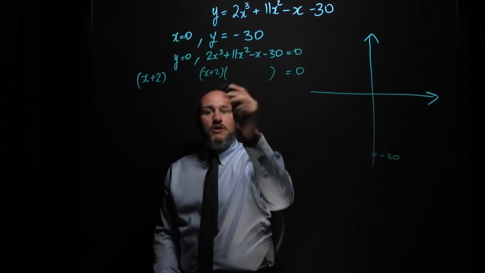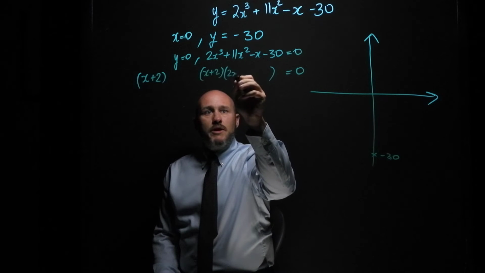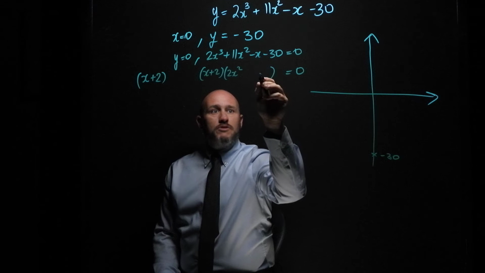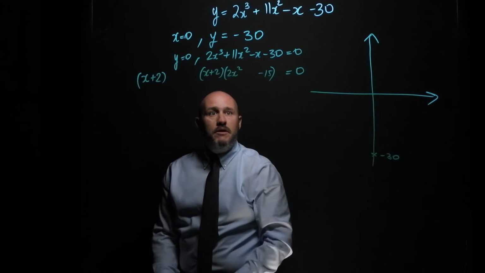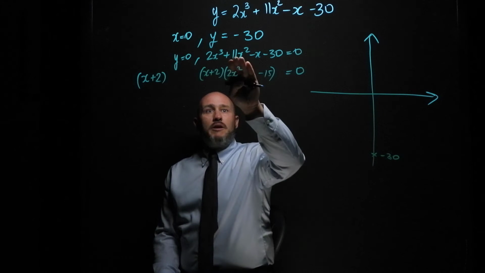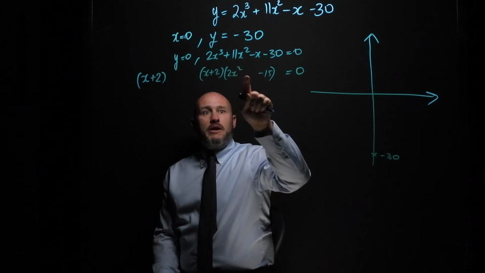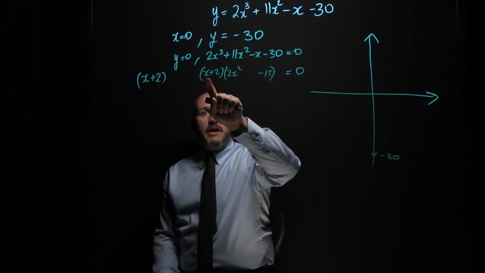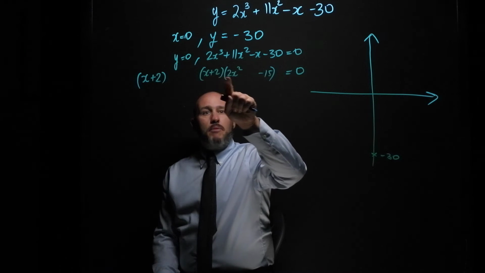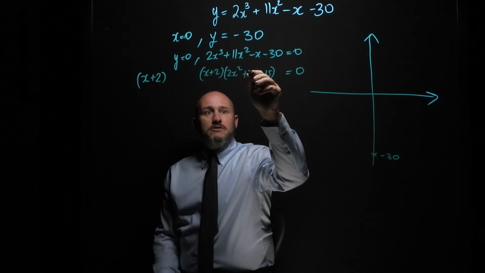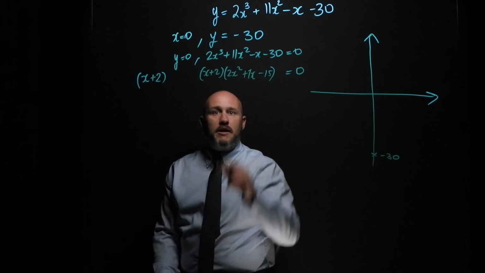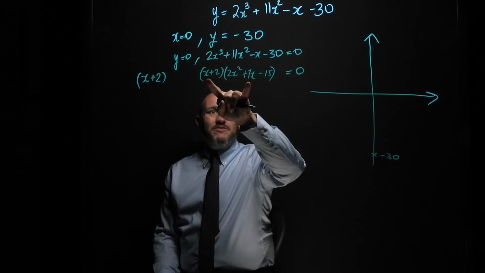Now I know, and I'm going to use my equating coefficient, this is 2x squared. 2 times what equals negative 30, that's negative 15. And I'm looking for this middle term. How am I going to get this 11x squared? I'm going to get it by something times the x, and then plus 4x, so this must be plus 7x. And then that gives me plus 4x squared plus 7x squared, 11x squared.